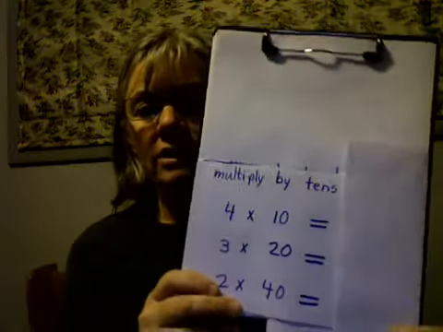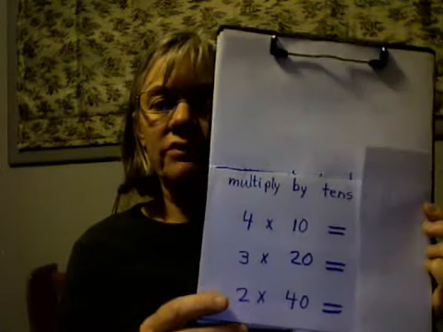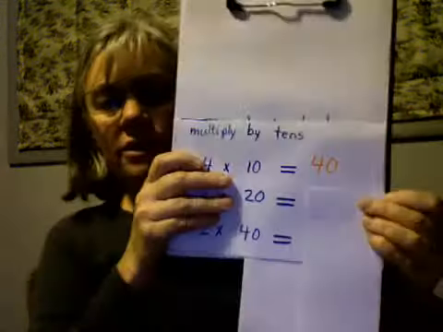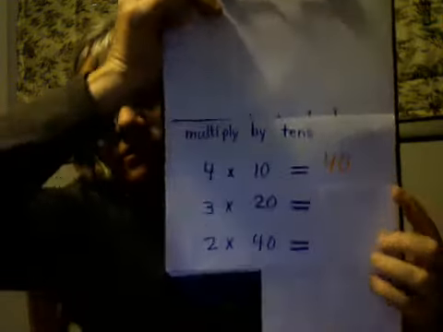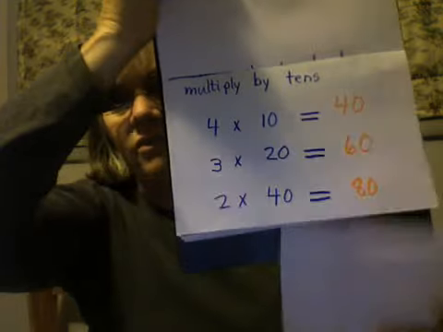It's important when we multiply by a two-digit number that we keep in mind our tens and hundreds as we go. And I'm pretty sure you're confident with this kind of multiplication. For example, 4 groups of 10, which we know are 40. 3 groups of 20 are 60. And 2 groups of 40, which make 80.